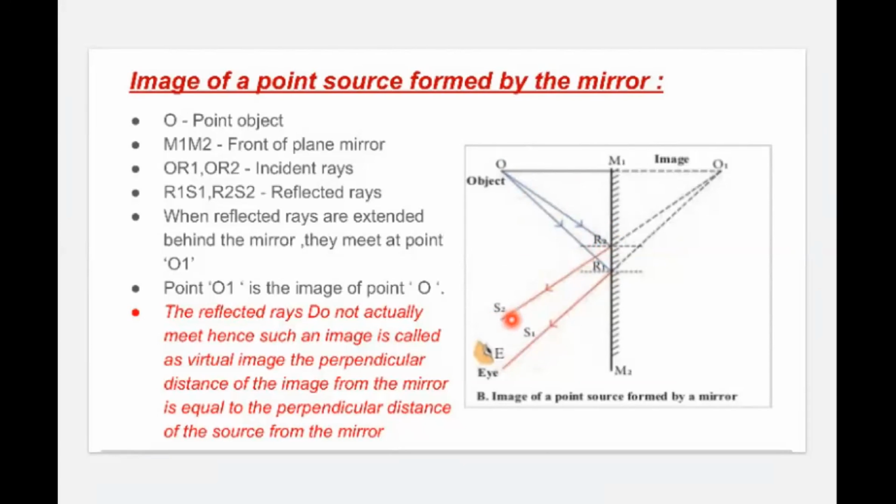Now you can see these reflected rays are not going to meet each other, but I want to find out where exactly the image will be formed. So what we do in this case is we produce these reflected rays in the backward direction. This ray R2, S2 is produced backward. Similarly, this ray R1, S1 is also produced backward, and both these rays meet at some point O dash. So we say an image O dash is being formed where? At the back side of the mirror.